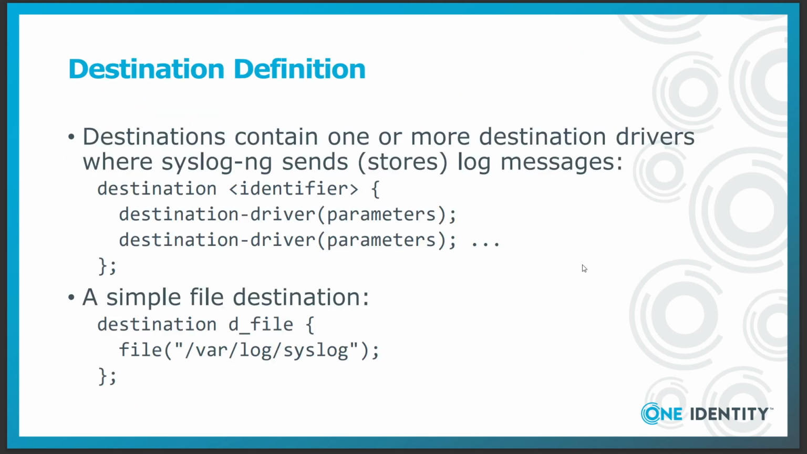A destination definition is a collection of one or more destination drivers. It consists of two parts. It starts with the word destination, followed by an identifier for the destination, which we'll use later to refer to the given destination. After that, it lists the destination drivers with their parameters. Here is how the syntax looks, and here is a simplified destination.